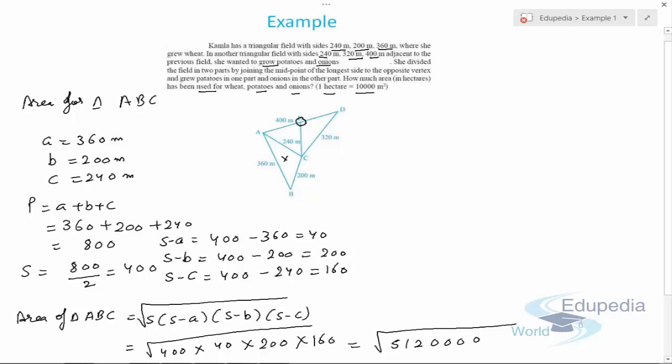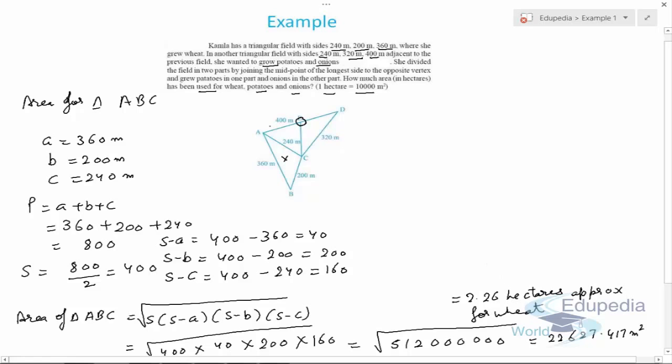512,000,000. Now if you take the square root of this, the answer will come out to be 22,627.417 square meters. Now the relation given is 1 hectare is 10,000 square meters, so this means we need to convert this into hectares. So it will come out to be approximately 2.2627 hectares approx. So this much area can be used for wheat. Now let's do it for another part.